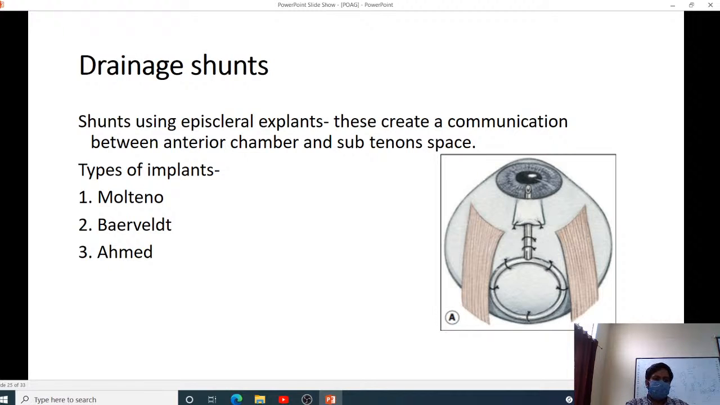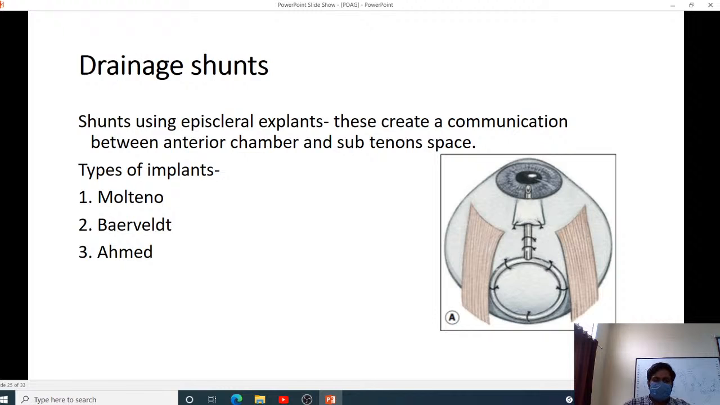There is multiple failure of trabeculectomy, or if the patient has any secondary complications, suppose the patient has neovascular glaucoma or other types of uveitic glaucoma. In those cases, even if you do your normal trabeculectomy, that procedure will fail. So in those cases, we have to use a drainage shunt device. Okay, so the shunt uses an episcleral explant. These create a communication between the anterior chamber and the subtenon space or subconjunctival space.